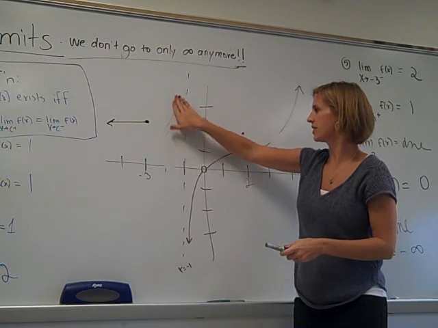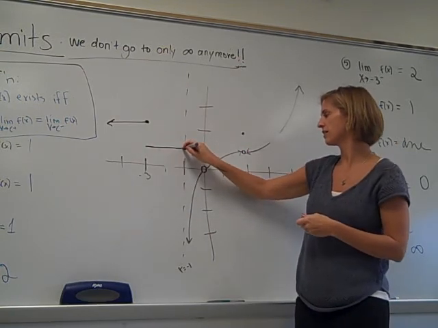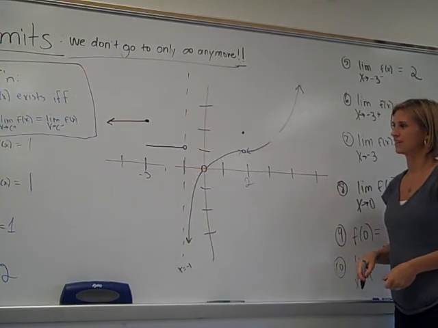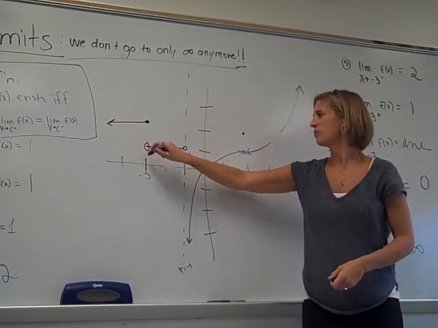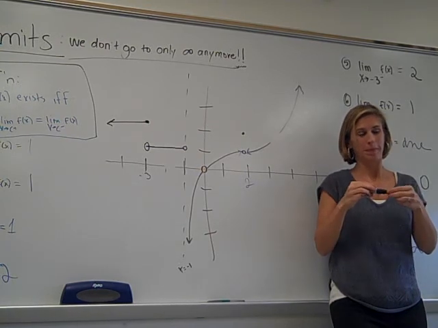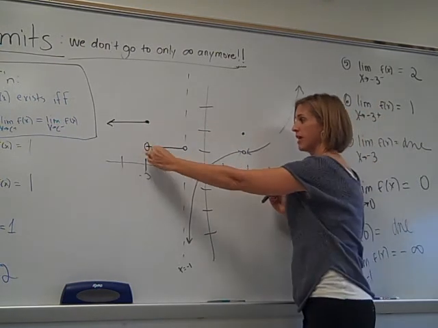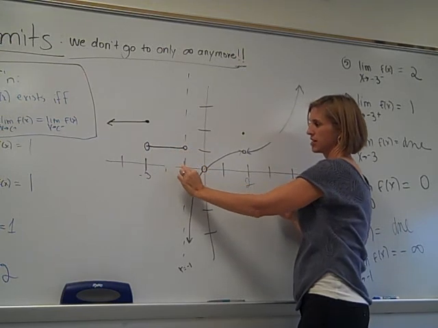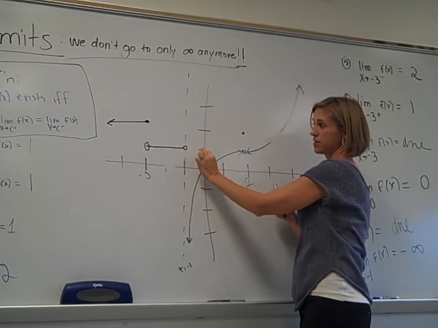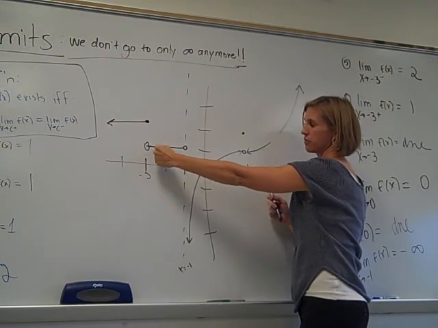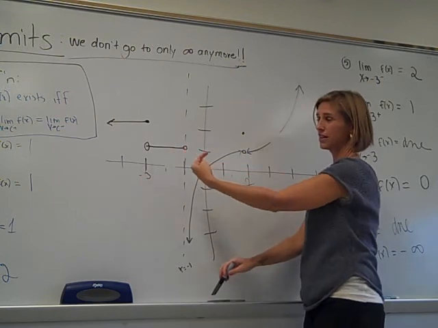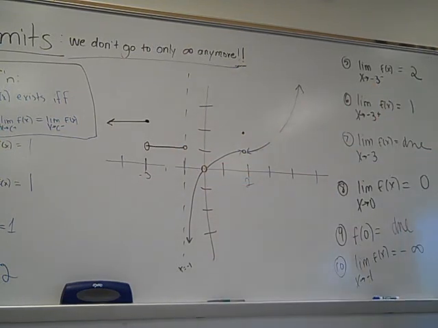Even what if I gave you something crazy that went like that? What would be happening at -1? Is there a limit? No. Because what's the limit from the left as x approaches -1? Positive 1. As x approaches -1 from the left, I'm here at 1. As x approaches -1 from the right, I'm at negative infinity. Those two things aren't equal, so there's no limit.